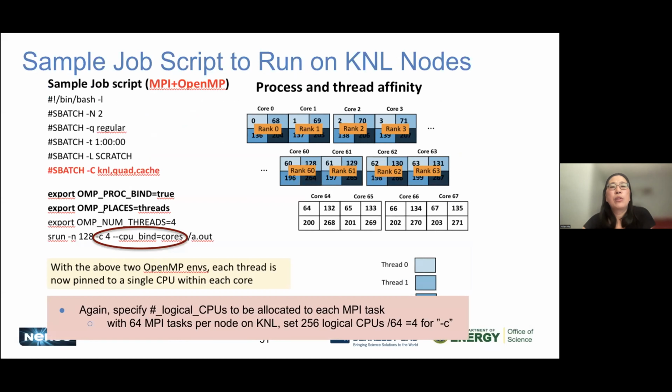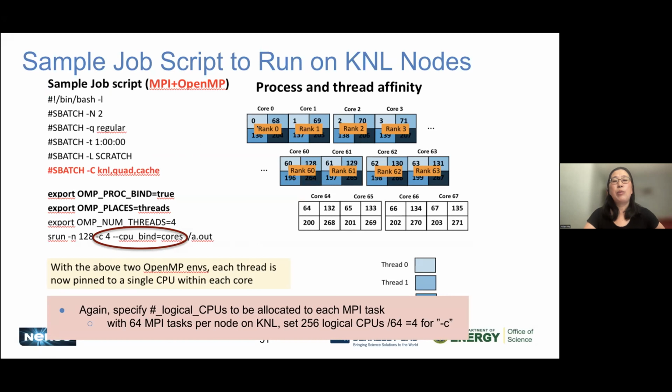Here is an example script to run on KNL nodes. So as I said, we have a total of 68 cores, but if I'm running 64 MPI tasks here, then each MPI task will be on one physical core each. Then each one has 4 logical cores. That's what you set the -C for. And again, to set all these OpenMP variables. With these settings, you get a very clean result.